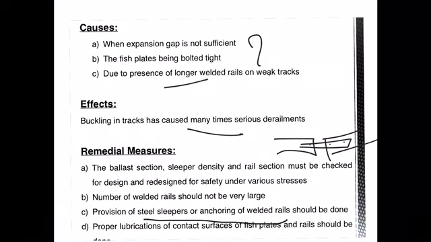So these are only some of the defects that can occur in the rail section. With this, I'll conclude this session, and in the next session, I'll be discussing the various failures in the rail section and also the joints that are provided to connect two different rail sections.